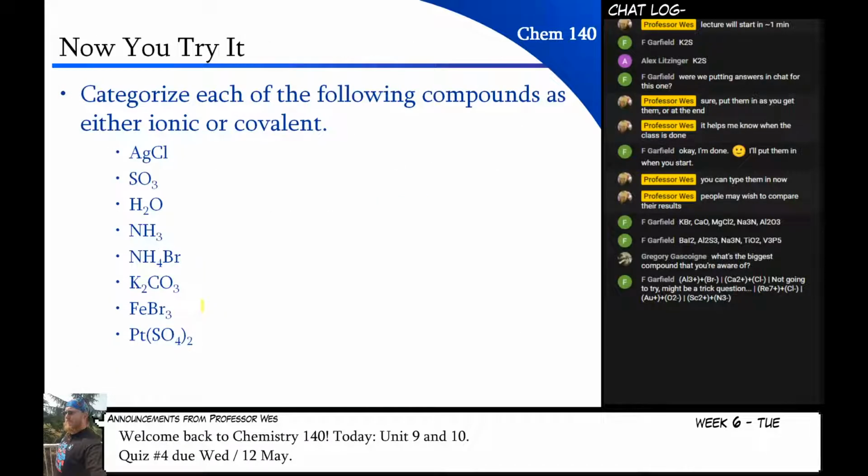So here you go. Here are a bunch of different compounds. I want you to tell me ionic and follows all the rules we've talked about in Unit 9, or covalent, and we're going to have to learn something new about it in Unit 10. So label ionic or covalent. That's all you have to do here. Be careful on some of these, because I am trying to trick you.